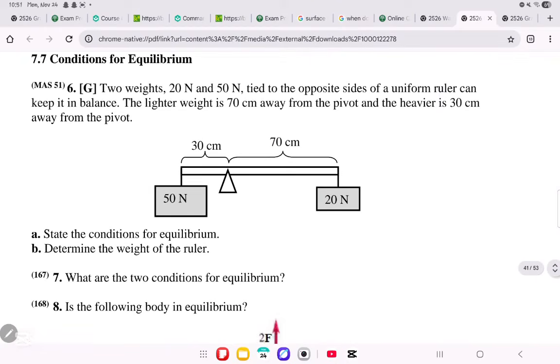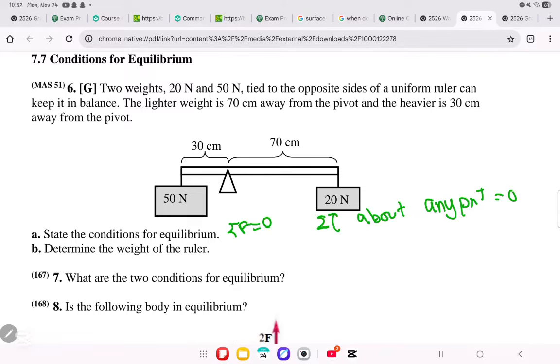What does it say? Question number 6. Two weights, 20 newtons and 50 newtons, tied to the opposite sides of a uniform ruler can keep it in balance. The lighter weight is 70 centimeters away from the pivot, and the heavier is 30 centimeters away from the pivot. State the conditions for equilibrium and determine the weight of the ruler. What are the two conditions of equilibrium? Sigma F is equal to 0, and sigma torque about any point is equal to 0.